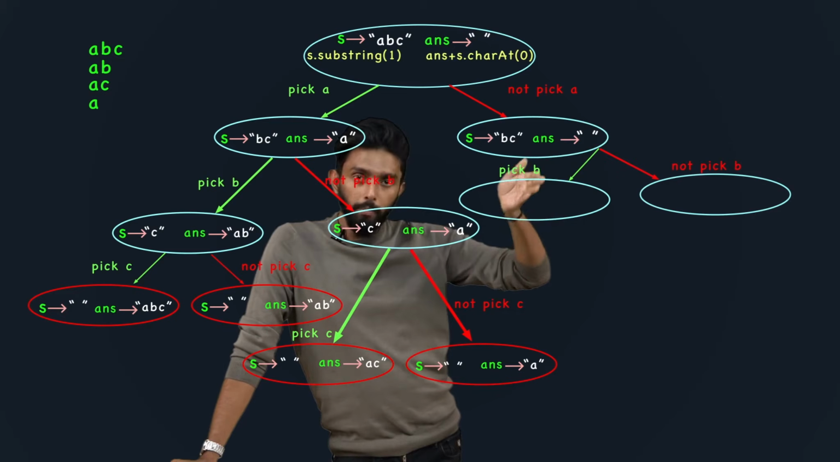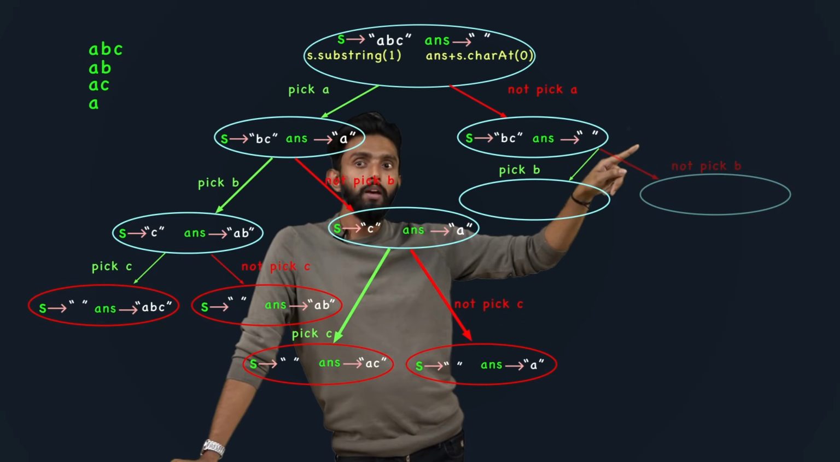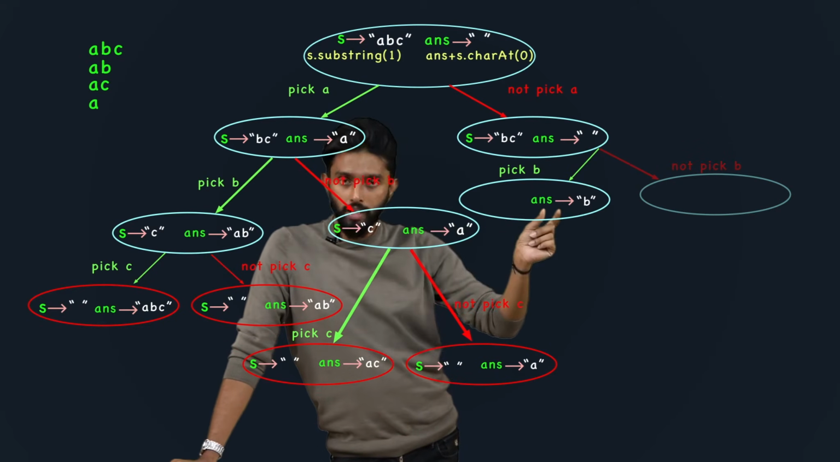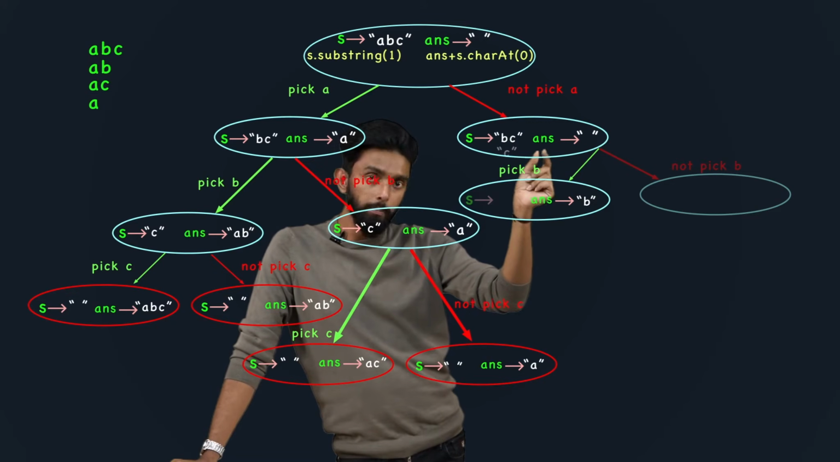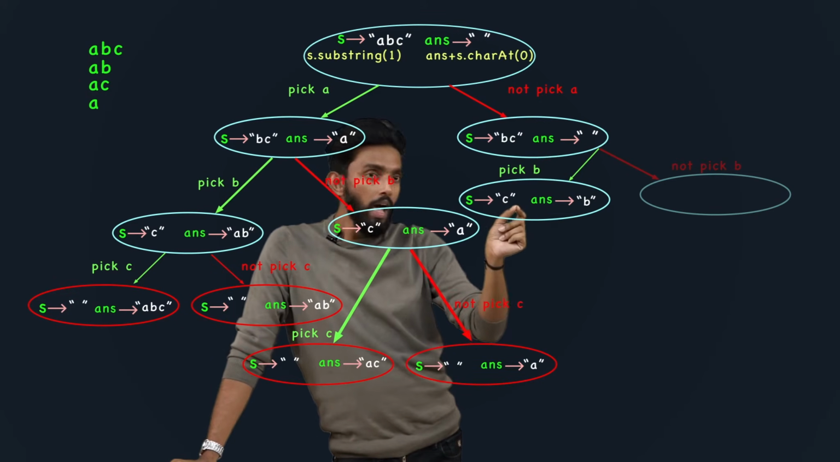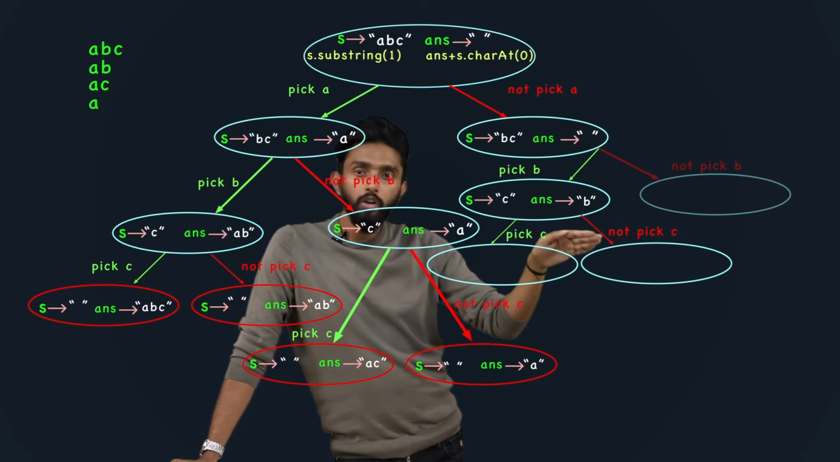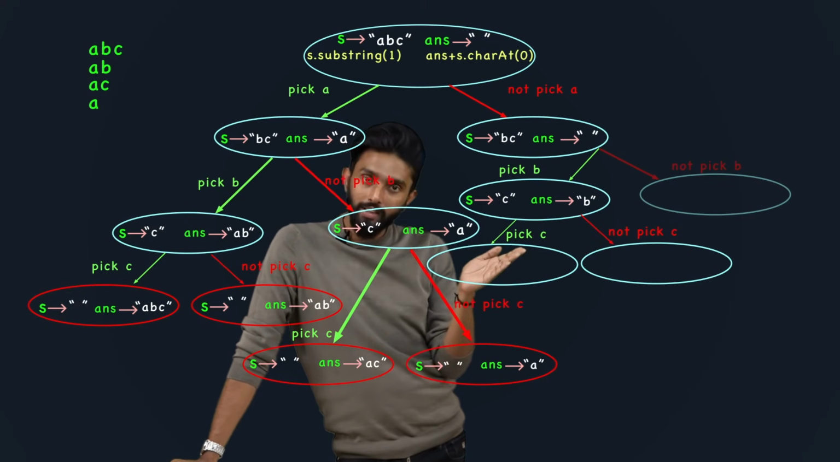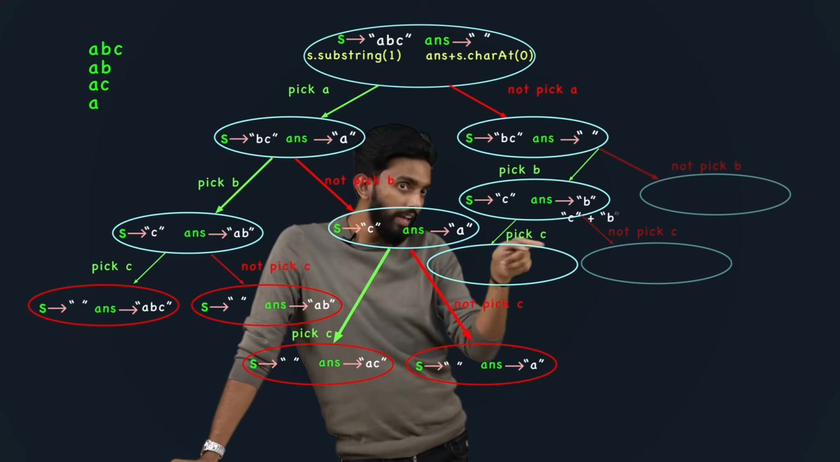Now let's go to pick B. If I go to pick B, what does it mean? Take B, append it to the answer. The answer becomes B, send it. Find the substring here. B will go, it will become C, send that. Again you have two options, pick C, not pick C. If I say pick C, then what I should do is take C and attach it to the answer.